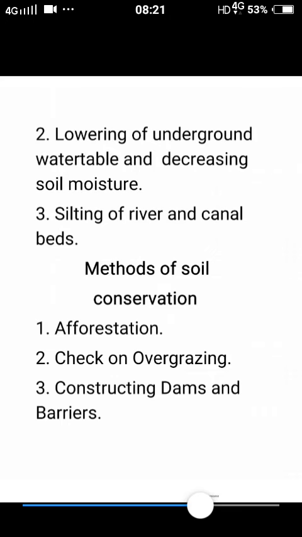Methods of soil conservation. There are many methods of soil conservation. These are generally adopted for the prevention of soil erosion and conservation of soil. Firstly, afforestation. The best way to conserve soil is to increase the area under forest.